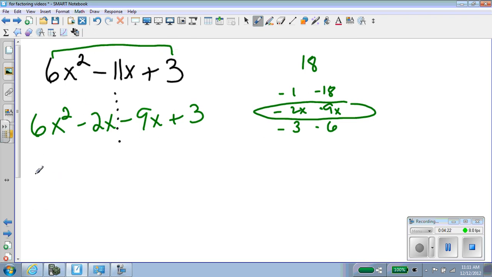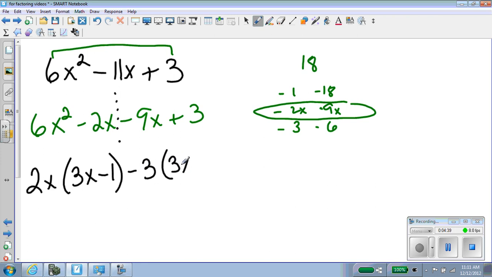The first two terms have 2x in common, leaving 3x minus 1. The next two have 3 in common, but in order to get this to result in 3x minus 1, I'm going to have to factor out a negative 3. So that will make 3x minus 1, because negative 3 times negative 1 would be my positive 3. They have 3x minus 1 in common, leaving 2x minus 3.